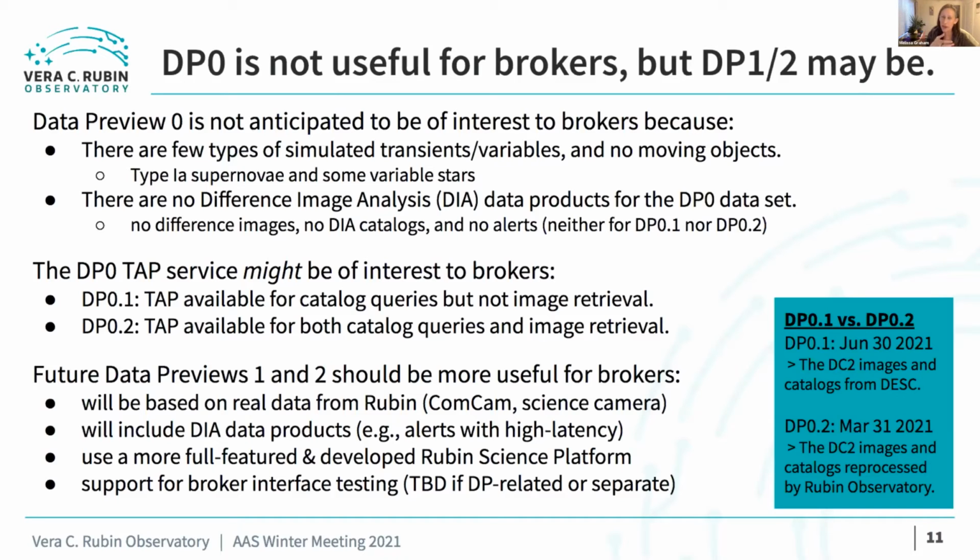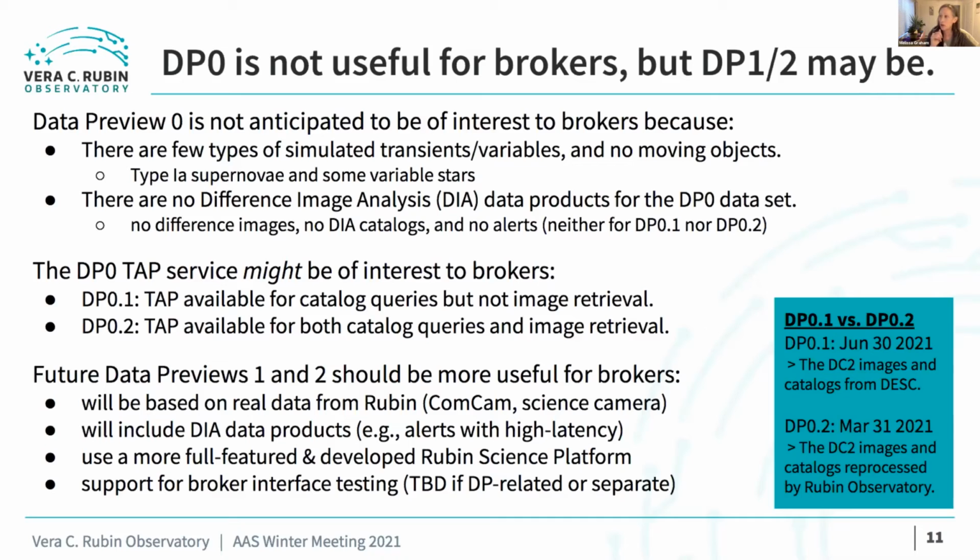So there are some type 1a supernovae and some variable stars, but that's about it. No AGN, no asteroids, no other types of transients. So that's one reason why. And then the other is that there's no difference image analysis data products for the DP0 data set. There's no difference images, no DIA catalogs, and no alerts.